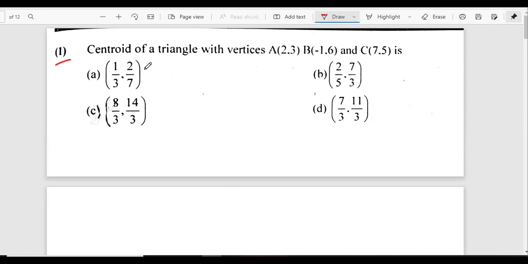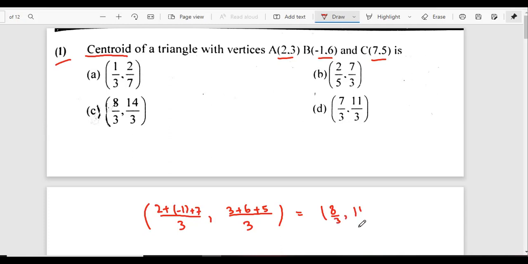It says centroid of a triangle with vertices (2, 3), (-1, 6), and (7, 5) is what? For centroid, we have a fixed formula. We know that for centroid, we follow 2:1. So whenever we have been asked to find the centroid, we find both the x coordinates and the y coordinates. And this is divided by 3. This is also divided by 3. And in the numerators, we add all the x coordinates of the vertices. And this would be 3 plus 6 plus 5. And finally, we are going to get 8 by 3 divided by 14 by 3. So this means that the answer is C.